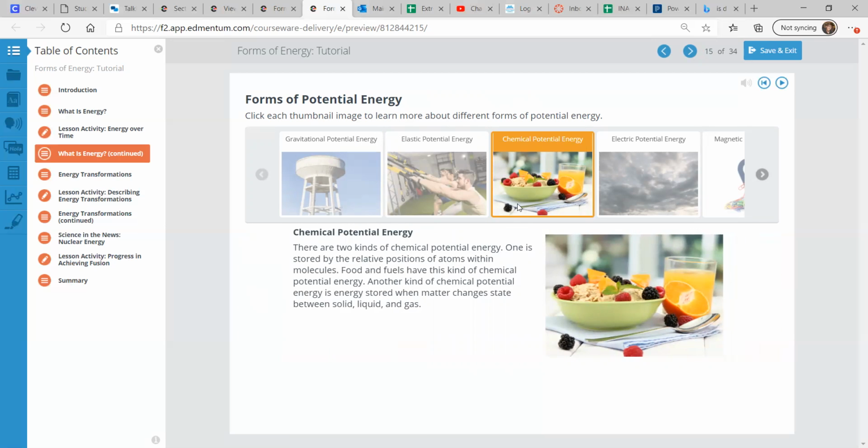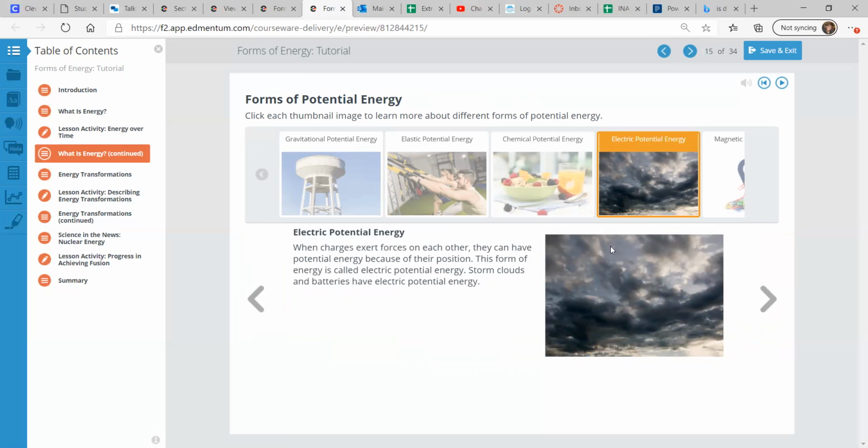Then there is chemical potential energy. And there are two types of chemical potential energy. One is stored by the relative positions of atoms within molecules. Food and fuels have this kind of chemical potential energy. Another kind of chemical potential energy is energy stored when matter changes state between solid, liquid, and gas.